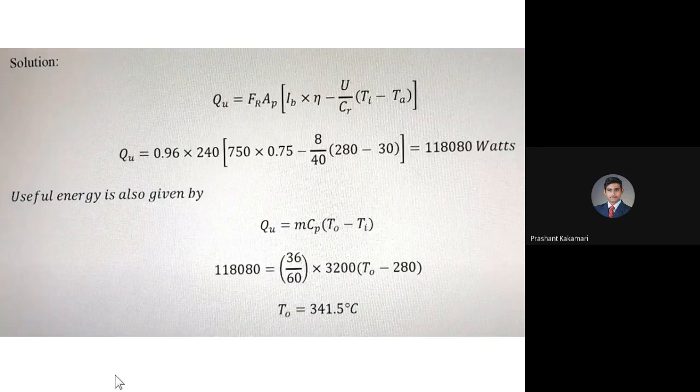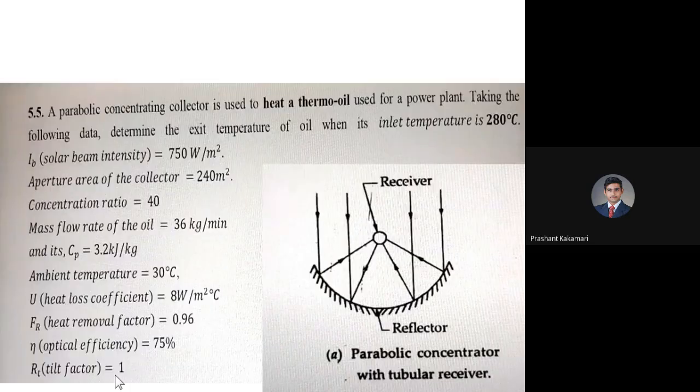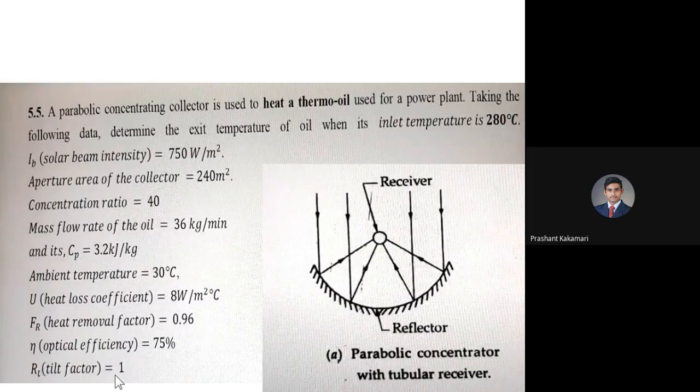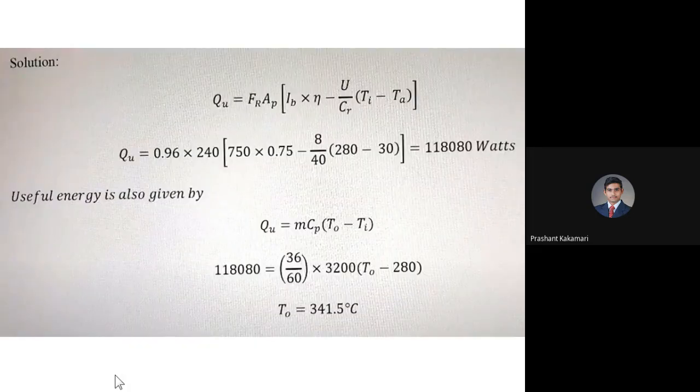Here we have recalled the useful heat gain in terms of the heat removal factor. You can recall this from our discussion of the flat plate collector. Using the heat removal factor, how do we find the useful heat gain? That is FR into AP. Here FR is directly given, so I am not recalling the FR equation. FR into the area of the absorber plate into the total incident solar radiation into efficiency.